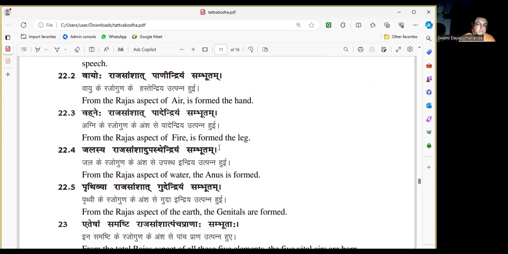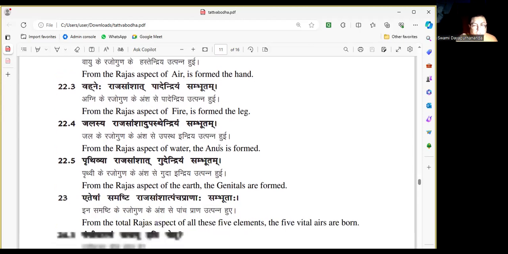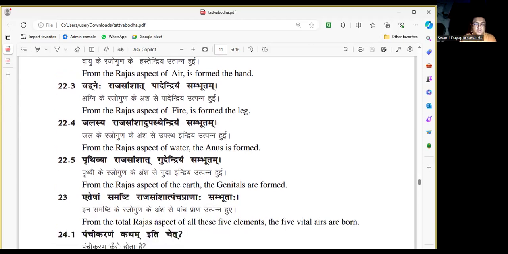From Prithvi's Sattvic Anshat we read about the Gyanendriya earlier; the organ of smell was coming. In case of Prithvi, the Sattvic Anshat formed the Grana Indriya. But in Karmendriya, Prithvi Rajasa Anshat, Upastha Indriyam Sambhutam, from the Rajasic aspect the genitals, the creative, generative organs, have been created.